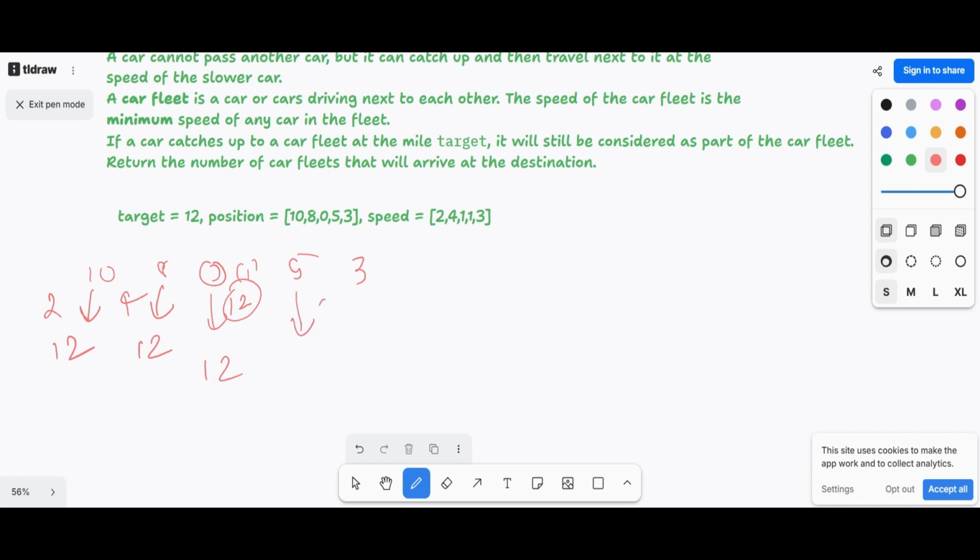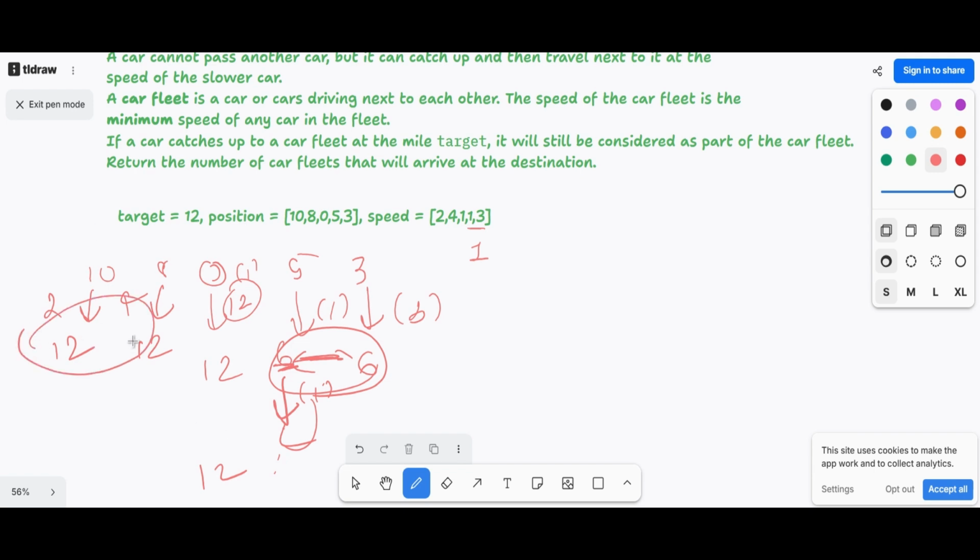The car at 5 in 1 hour will travel at speed 6, it will reach point 6, and then again speed 1 and so on, and it will reach 12. The car at 3 at the speed of 3 will reach 6, but then these two will combine, so they are in one car fleet, and then they will travel at the speed of 1 only, which is the minimum. And then they will traverse ahead until the end point.